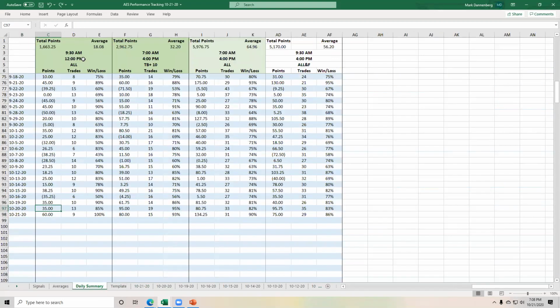And we're looking in the 9:30 to noon category and 7 to 4. Yesterday, we managed to do 35 points of profit. Each point on the NASDAQ 100 futures is worth $20. So that's 35 points. Today, we did 60 points. It's been a really good few days here. We had a losing day last week on Friday, but it's really been a good couple of weeks here.